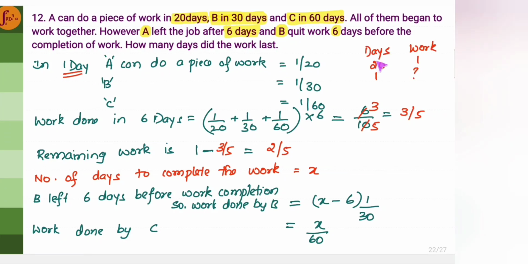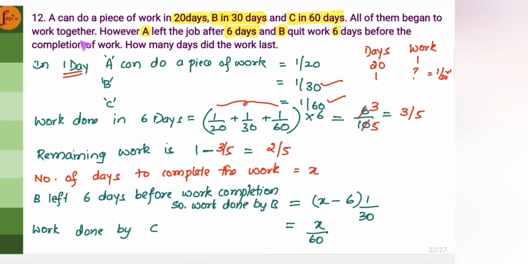So in 1 day, days and work: 20 days to do 1 piece of work. So in 1 day, how much work can he do? It is 1/20 into 1, so it's 1/20. Similarly, we find for B. B is 1/30, C is 1/60. Now, all of them work together, so if all of them work together, then in 1 day how much work will be done? You'll have to add up all of this.